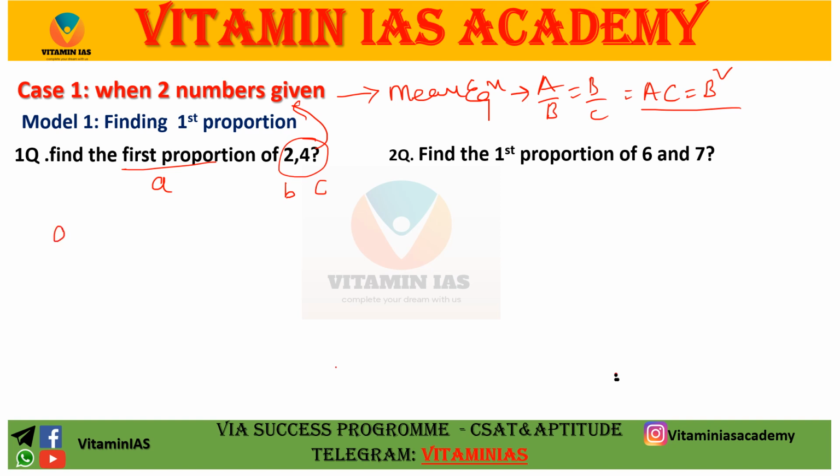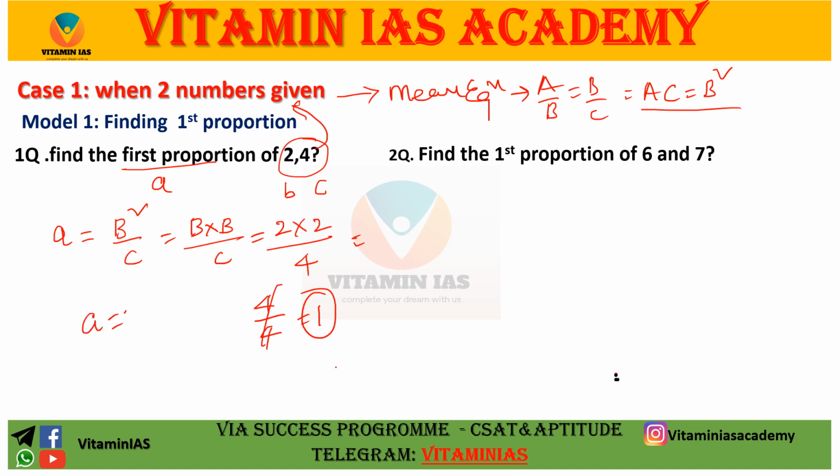So A is equal to, what is the formula here? B square by C, meaning B into B by C. Here the B value is how much? 2 into 2 by C, which is 4. So 4 by 4 is 1. So the A value is equal to 1.